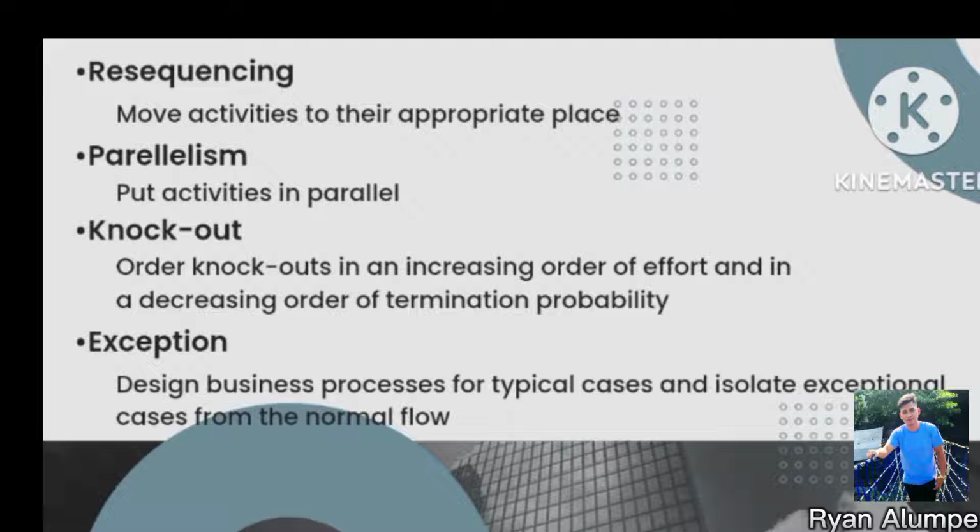Sometimes it is better to postpone an activity if it is not required for immediately following activities. Parallelism: put activities in parallel. The effect of placing activities in parallel is that throughput time may be considerably reduced. Knockout: order knockout checks in an increasing order of effort and in a decreasing order of termination probability. A typical element of a business process is the subsequent checking of various conditions that must be satisfied to deliver a positive end result.